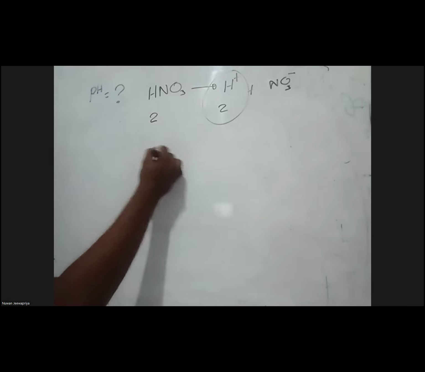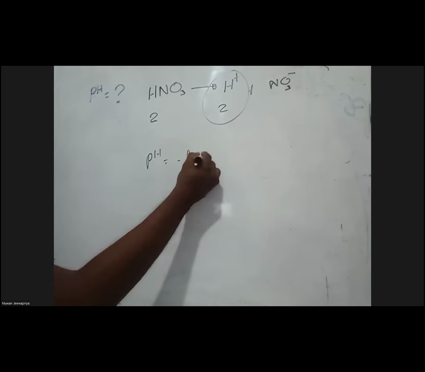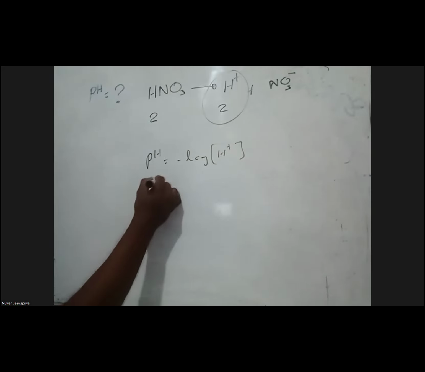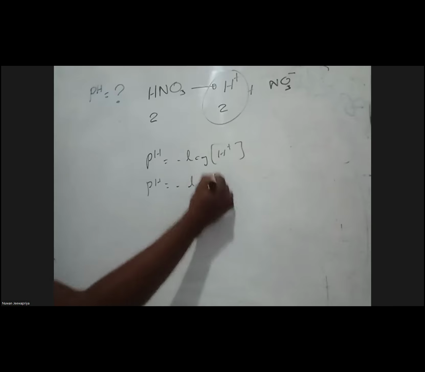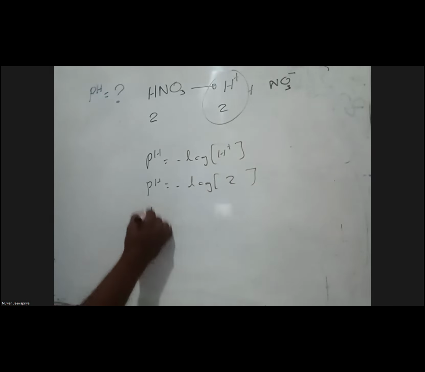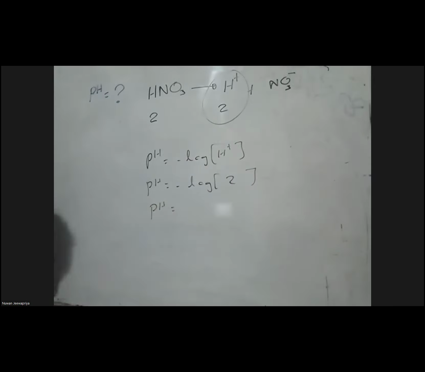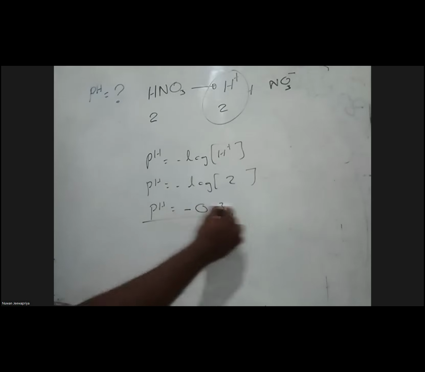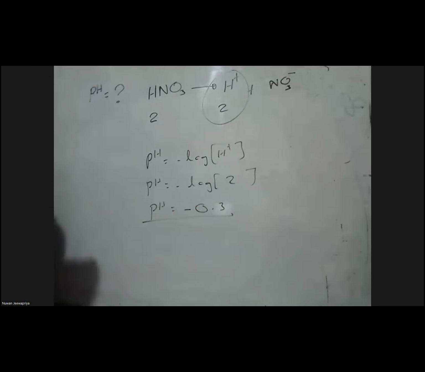So we use the equation pH is equal to minus log H plus concentration. pH is equal to minus log 2. So pH will be a negative value this time. The value is pH minus 0.3. That is how we get the answer for question 3A.